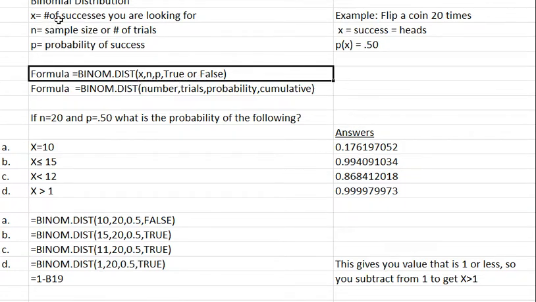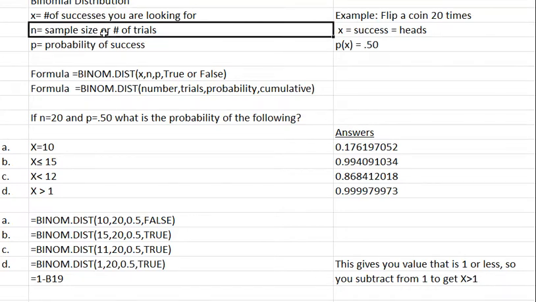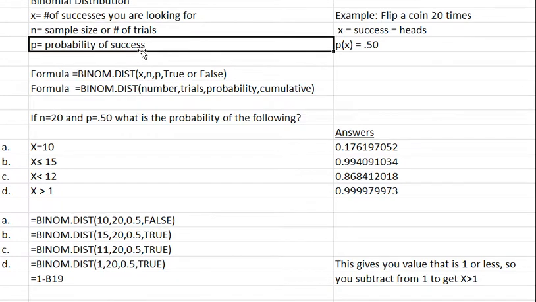Well, x is the number of successes you are looking for, n is the sample size or number of trials that you're conducting, and p is the probability of success on any random given trial.